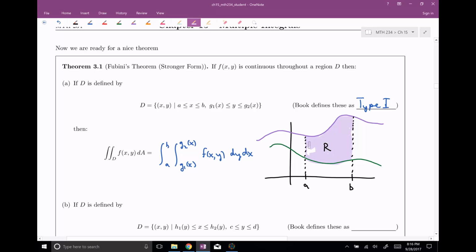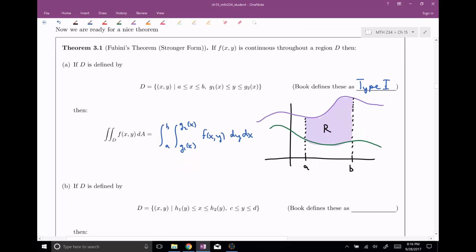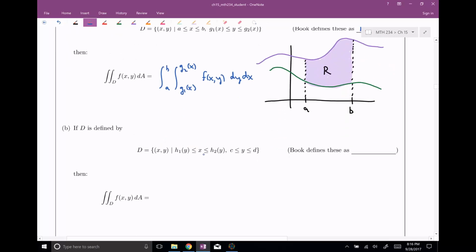Something like this. So this is a type 1 region. Okay, the other kind of region that we can encounter is one where you should integrate with respect to x first. So in this case, maybe x is a function of y, h1 of y, h2 of y, and y ranges between c and d, some constants here. So again, this is going to be a type 2 region.